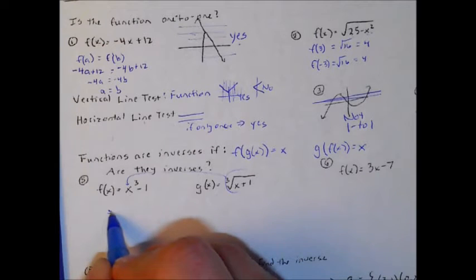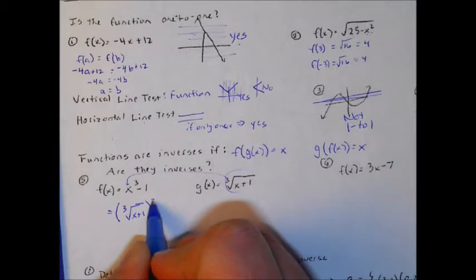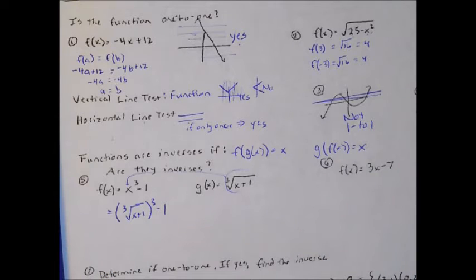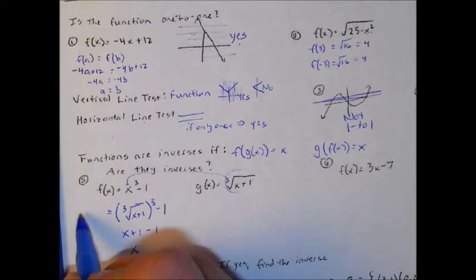So that would equal the cube root of x plus 1, cubed, minus 1. Cube and cube root cancel out, so I have x plus 1 minus 1, which is x, so we're good there. We just found f of g of x.